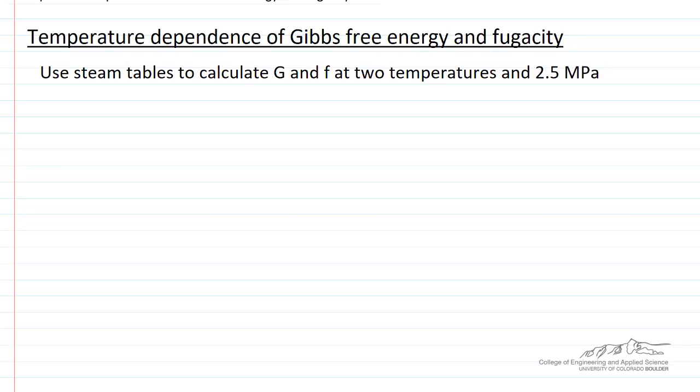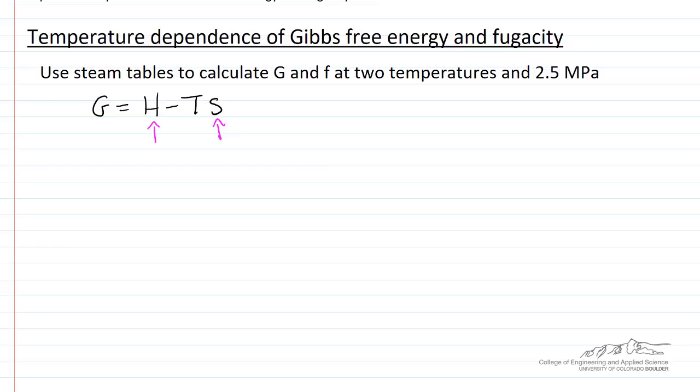Okay, so the Gibbs free energy is just defined as H minus Ts. And so then we can use the steam tables to look up H and S and calculate G. And we've done this in a separate screencast to show you how the calculations are done.